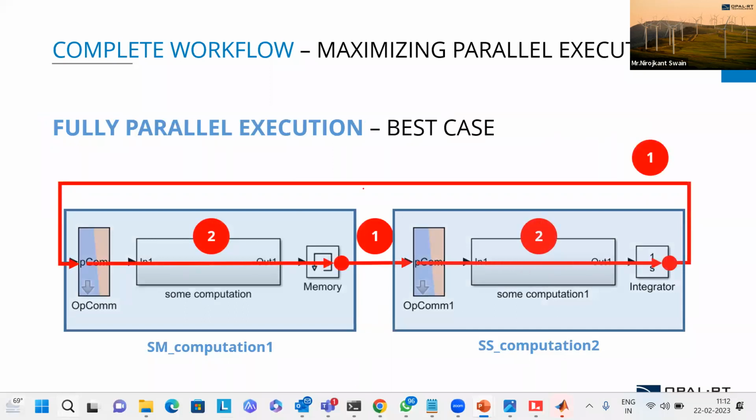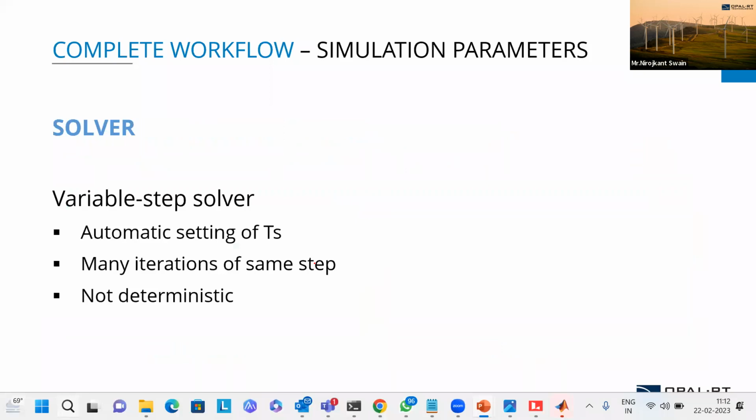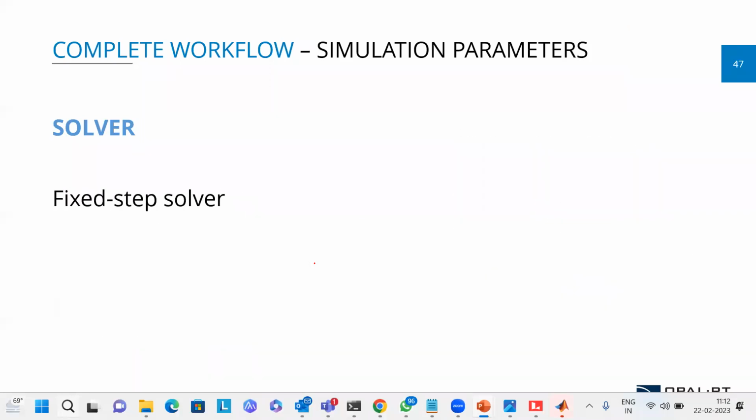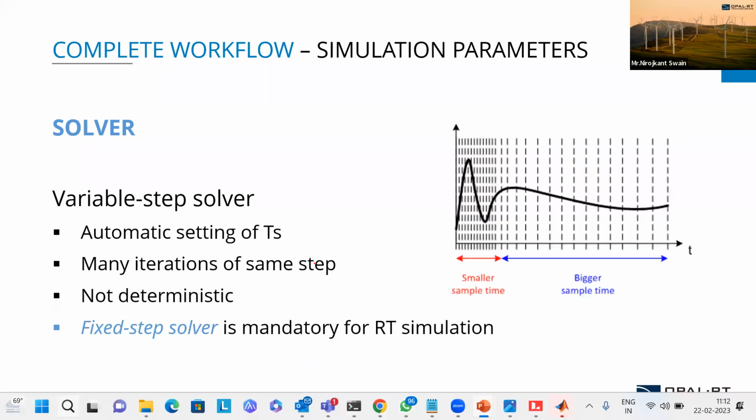This is your best case, fully parallel execution. We are using one memory between this output and this input. This is your parallel execution. For this case, you need to use this memory, delay, or gain. The real-time simulator always runs with a fixed-step solver, not a variable-step solver.